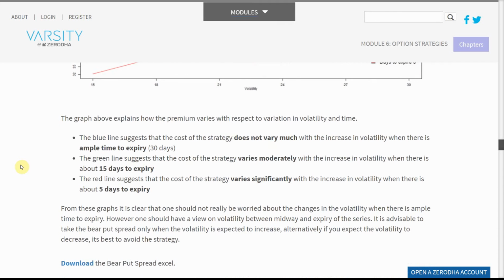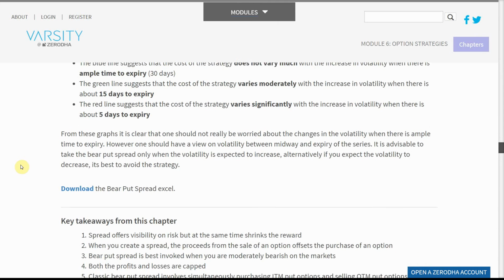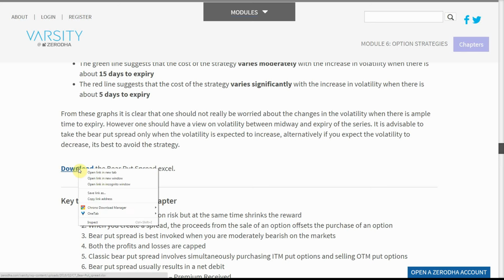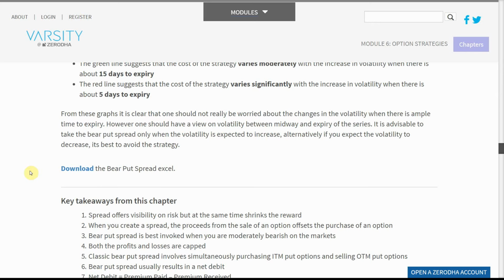From these graphs, it is clear that one should not really be worried about changes in volatility when there is ample time to expiry. However, one should have a view on volatility between midway and expiry of the series. It is advisable to take the bear put spread only when the volatility is expected to increase. Alternatively, if you expect the volatility to decrease, it's best to avoid the strategy. Download the Bear Put Spread Excel.